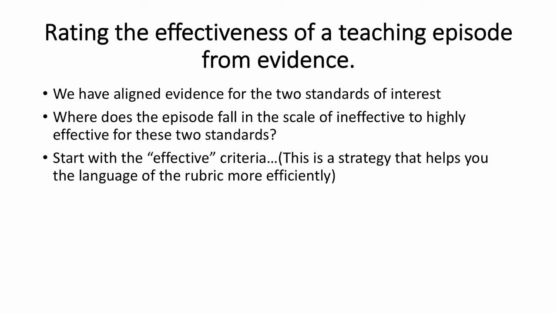Then, I read the 2 or the 4 if I think the preponderance of evidence may be demonstrated as more or less proficient than what is described under effective. This is a strategy, again, that helps you use the language of the rubric more efficiently.